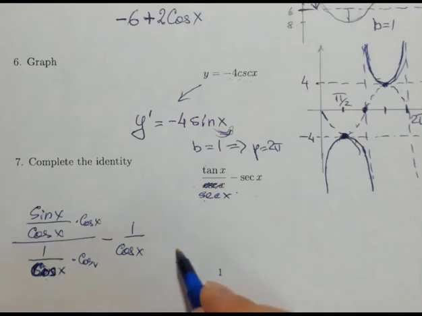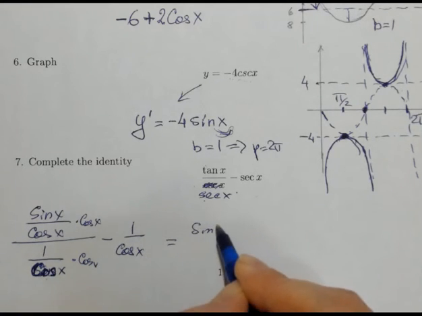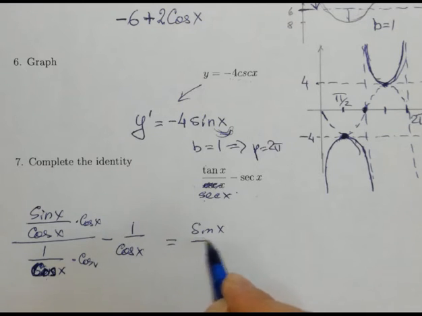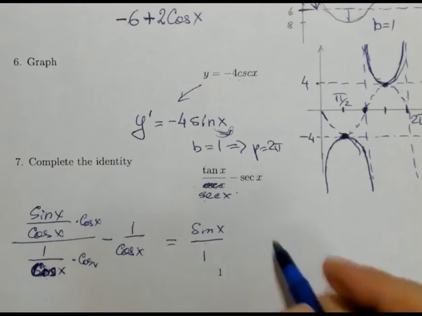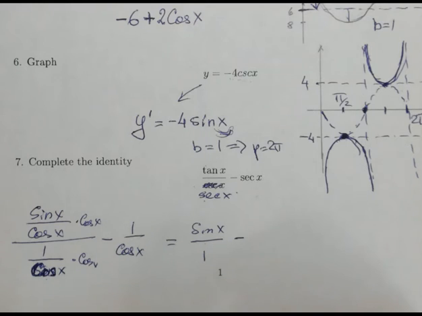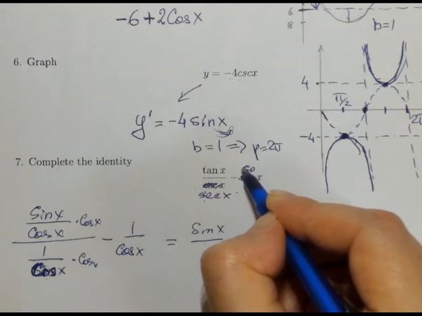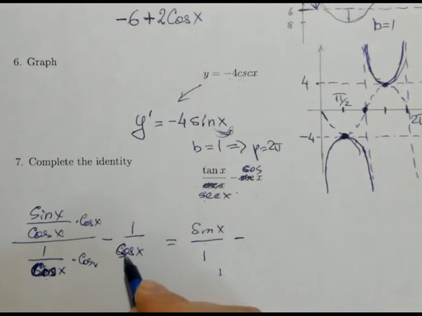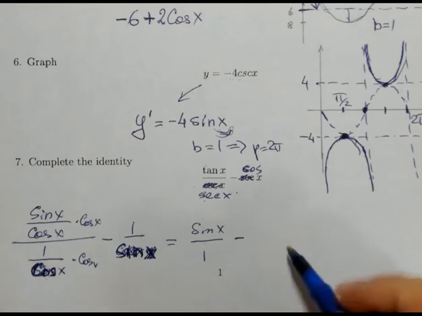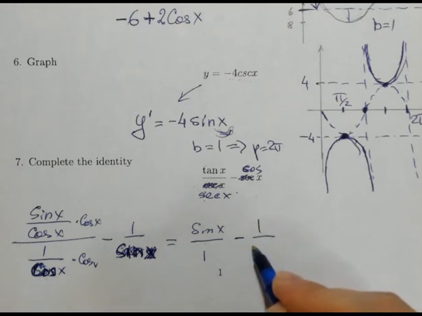Cosine and cosine will be cancelled. We get sine x over 1 minus, yes, and here was cosecant, so 1 over sine. Sorry about that. So minus 1 over sine x.